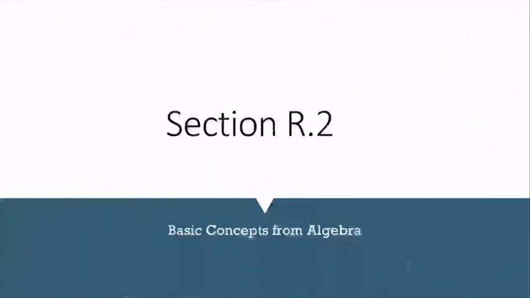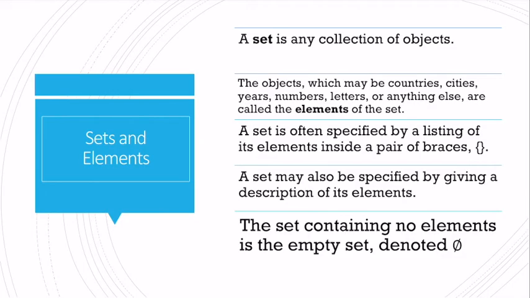Section R.2 covers some basic concepts from algebra. So let's go over those. The first thing is a little bit of set theory. A set is a collection of any objects. These objects could be countries, cities, years, numbers. In our case, it's going to be numbers or letters.